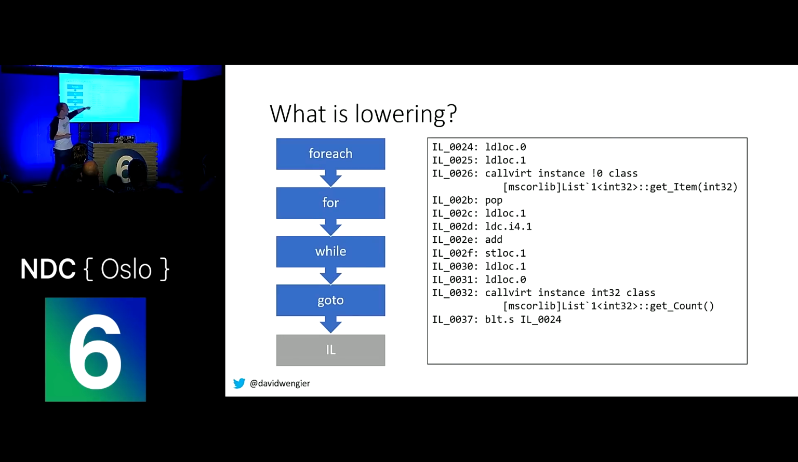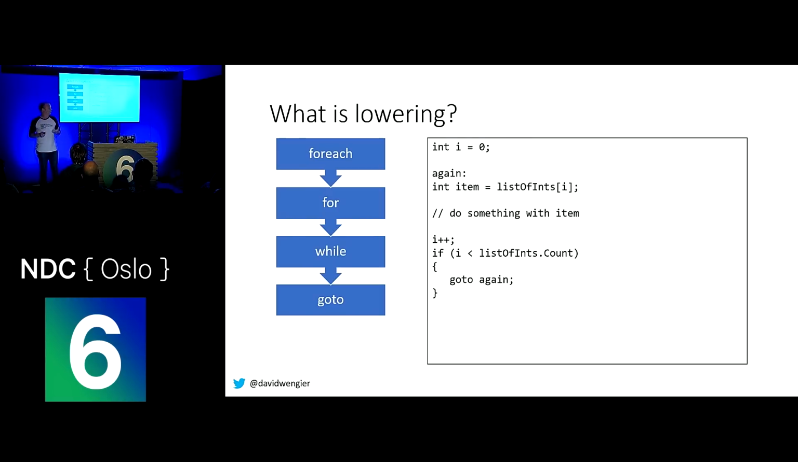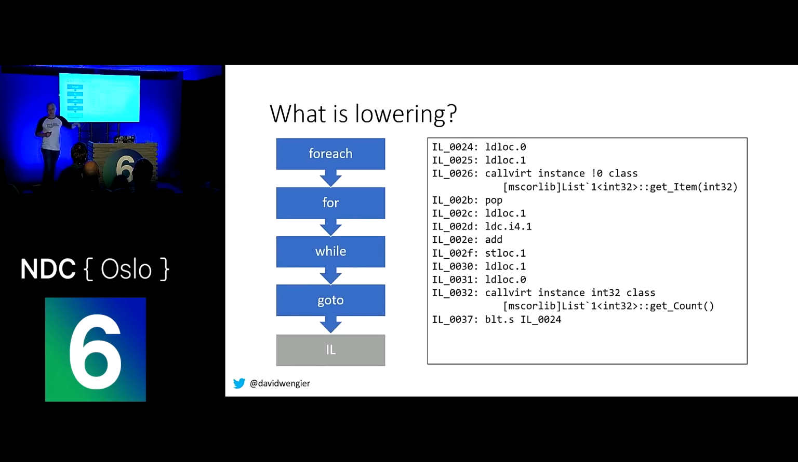So here we can see a bunch of labels. They're line numbers or memory addresses. You can think of them as labels. And this line says blt.s to IL24. This is branch if less than, and 24. So if we think about our code, if something is less than something else, and there's stacks involved in this, and we have registers and whatever, we don't worry about that. But if something's less than something else, go to the start. And that's exactly what IL is saying.